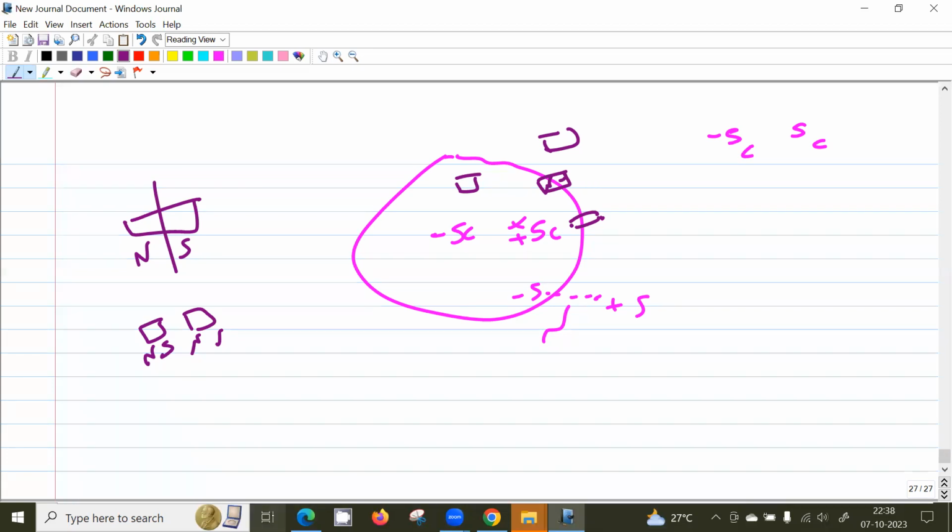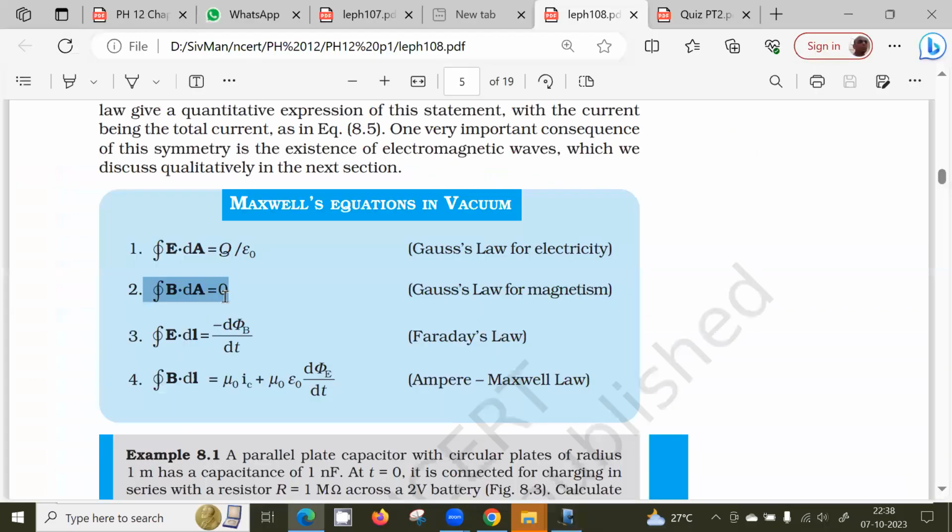So that's the information in this second equation. This is called Gauss law for magnetism. This is indicative of the fact that there are no magnetic monopoles. An electric monopole is an electric charge, positive or negative. But in magnetism, there are no monopoles. The minimum is a dipole, which is a north and south combination.